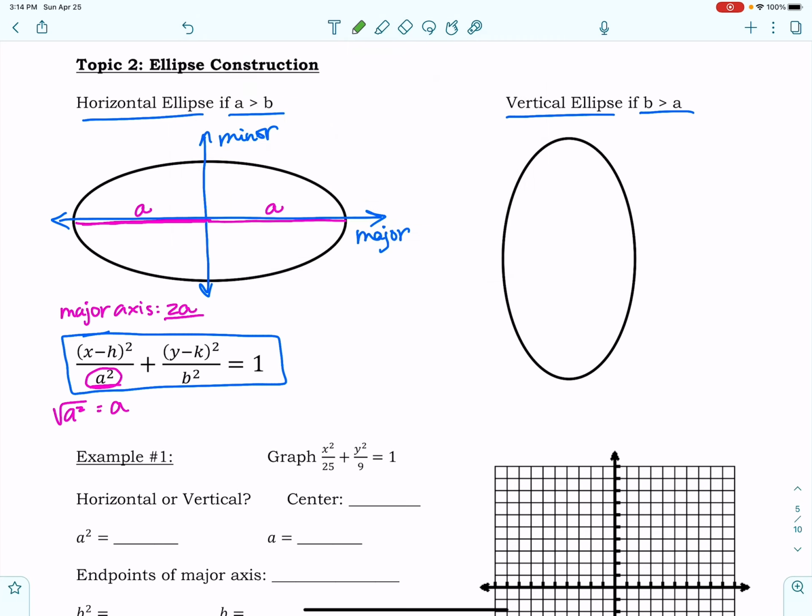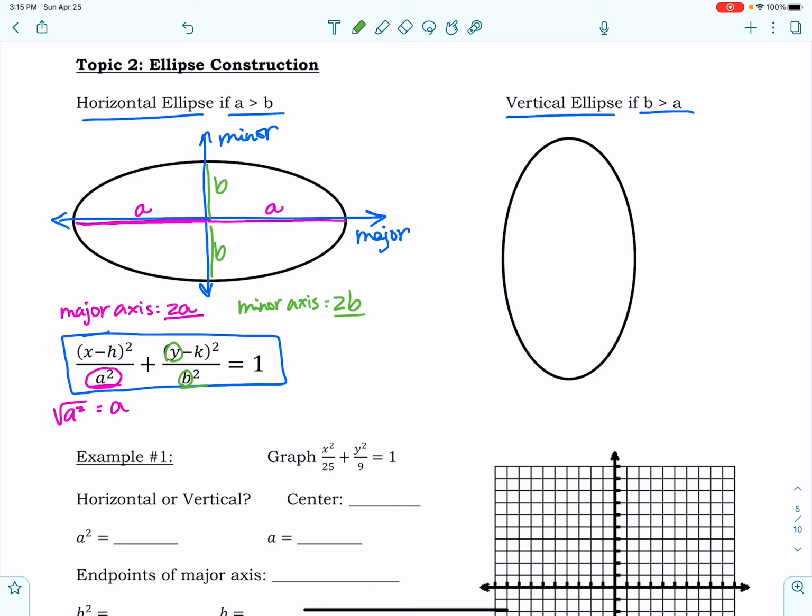Okay, the other thing we need to recognize is that B is associated with Y, so that means this is B and this is B. So the minor axis is equal to 2B. Again, 2B and B squared are not the same.